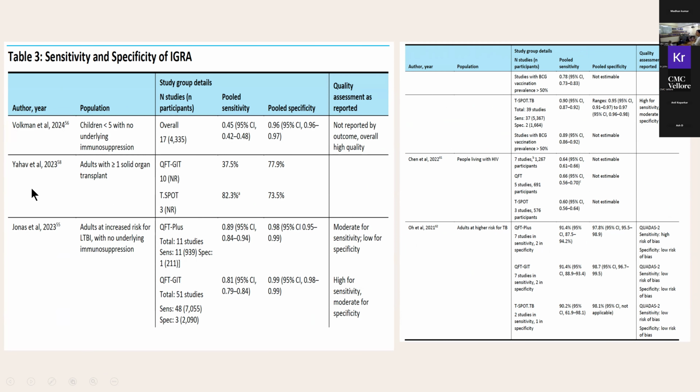The results are the sensitivity and specificity of IGRA, so for each study, what their pooled sensitivity and pooled specificity was. I just want to highlight that overall, apart from this study, most of them had higher specificity. Sensitivities were a little bit more variable. But on average, the pooled specificity was greater than 90 for a lot of them.